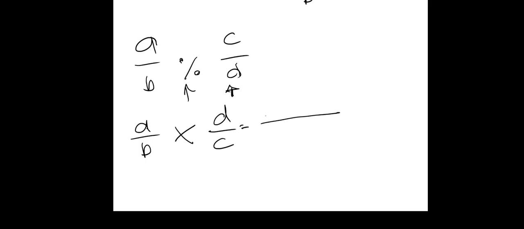And now we can solve it exactly the same as we did for multiplication. So top times top over bottom times bottom, B times C, which is BC. They're in alphabetical order. That's how that's done.